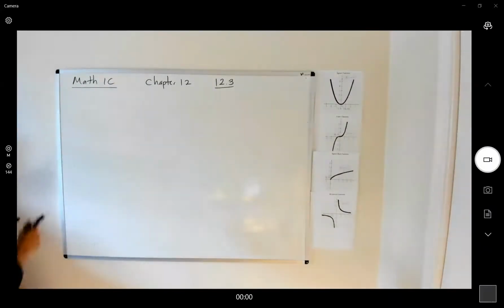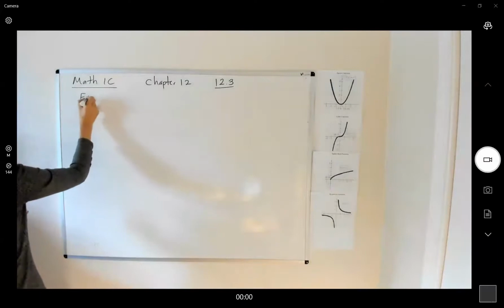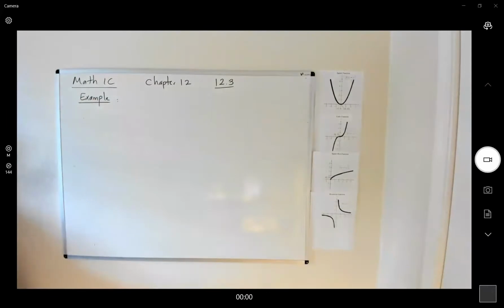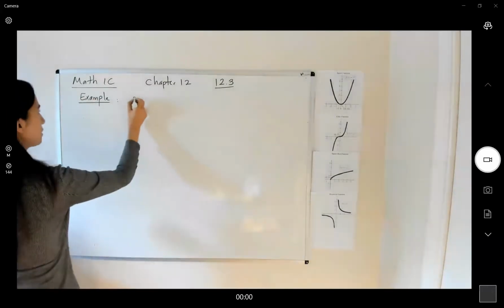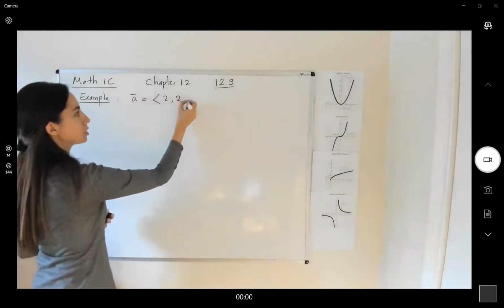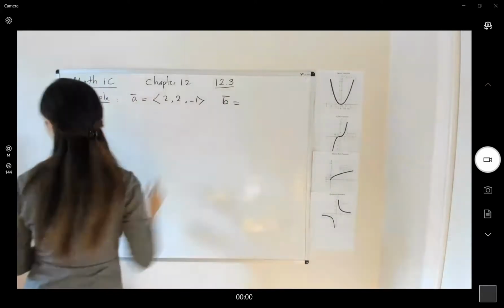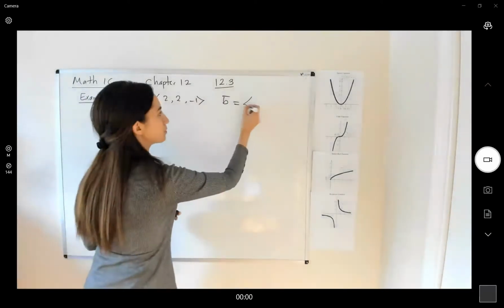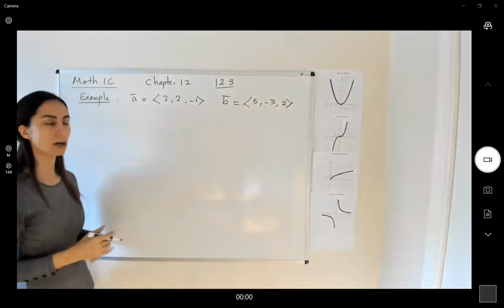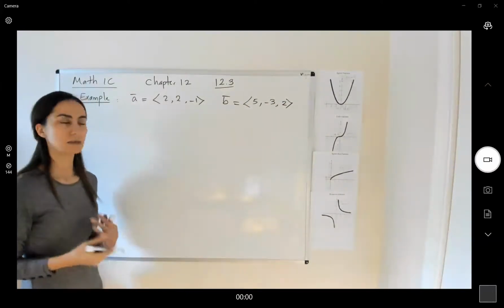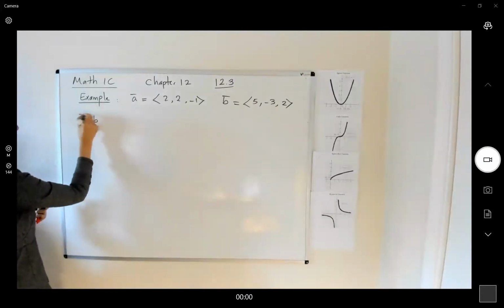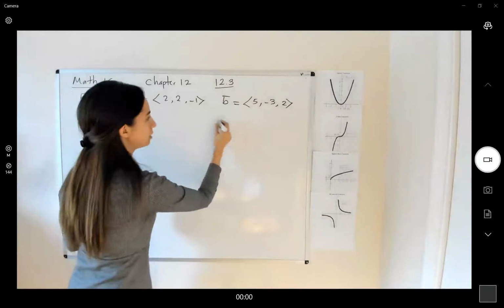So suppose you have this example here. You have two vectors. You have vector A, which is defined as 2, 2, negative 1, and the second vector B is defined as 5, negative 3, and 2. The question says, first of all, find the dot product between these two, then find the cross product as well. What is A dot B? What is A cross B?